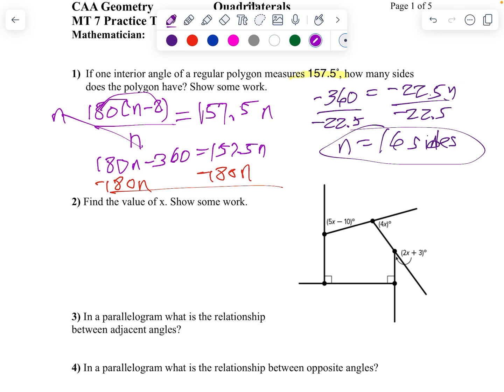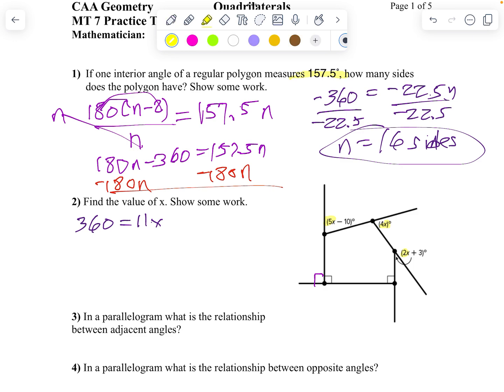Now in question number 2, notice we have all of these exterior angles. And notice the one that's not marked I know is 90. We know the sum of the exterior angles is always 360. So I just want to solve for x. So I'm going to write an equation here. 5x plus 4x is 9x, plus 2x is 11x.